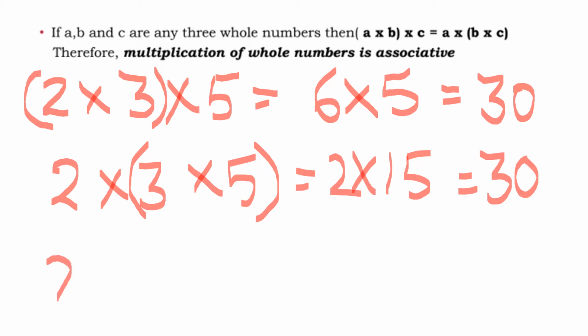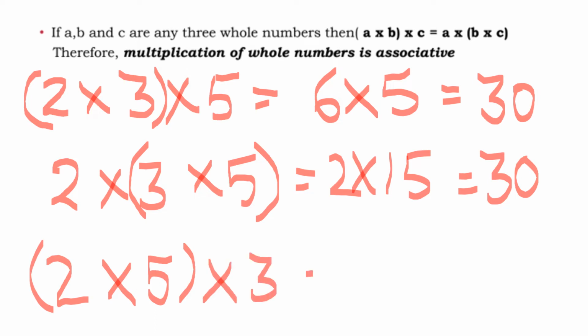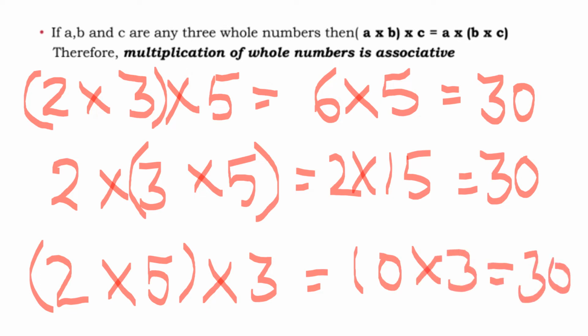Or I can associate 2 and 5 first and then multiply 3 to it. So 2 times 5 gives me 10, and 10 into 3 gives me 30. Similarly, we can see the product in all the cases is the same. Thus, multiplication of whole numbers is associative.